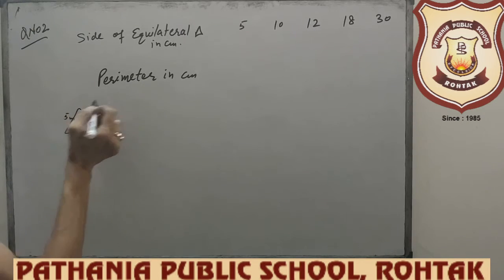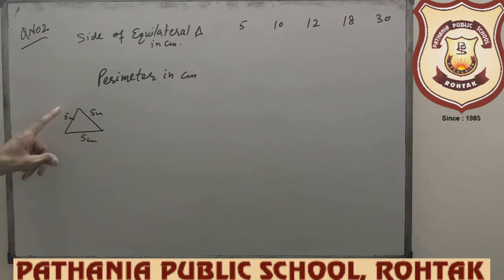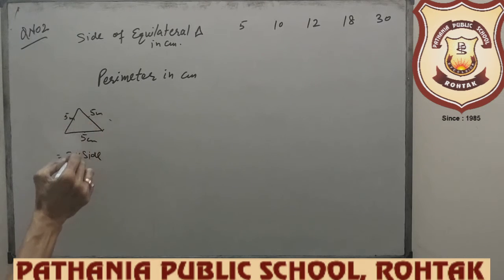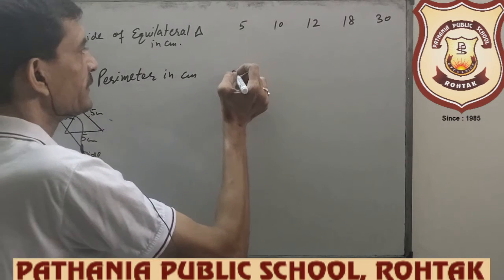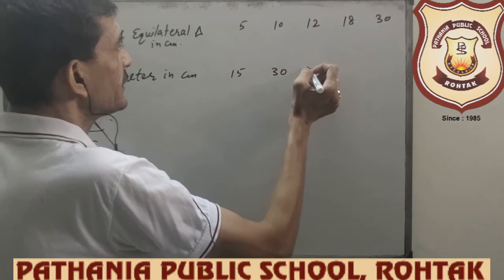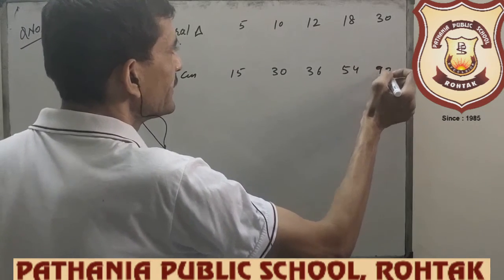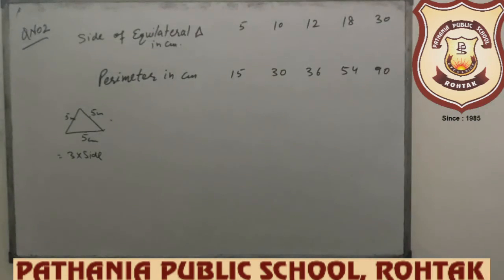तो if all sides are 5, then what is the perimeter? Perimeter क्या होता है बेटे? Perimeter is the sum of the boundary, the total length of the boundary. तो 5 plus 5 plus 5, 15. The perimeter of an equilateral triangle in terms of formula is 3 into side, because all sides are equal. तो side plus side plus side is 3 side. तो multiply by 3. Perimeter is 15, 30, 36, 18 × 3 is 54 and 30 × 3 is 90. So in this way it comes out to be 15, 30, 36, 54 and 90.